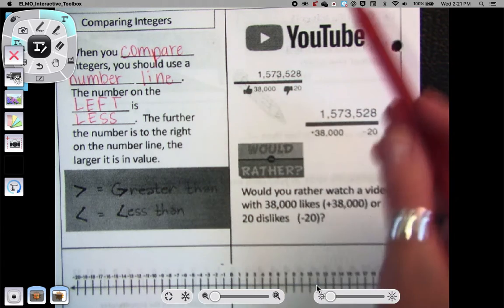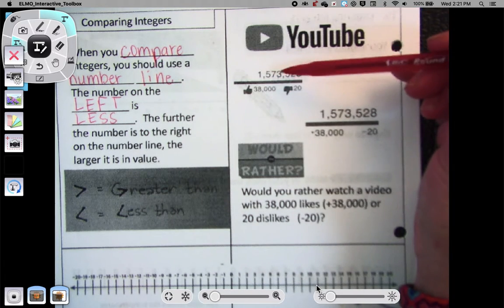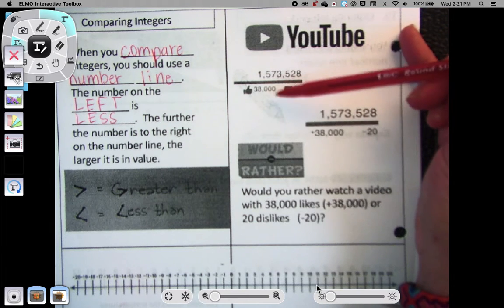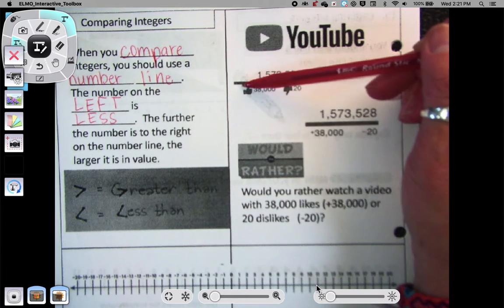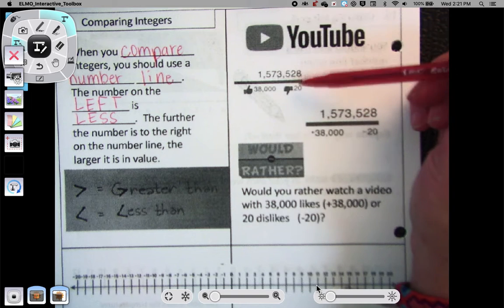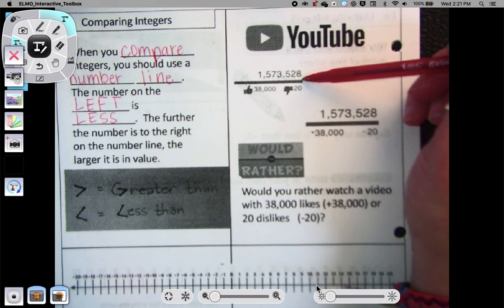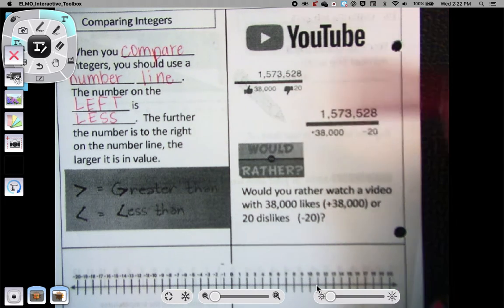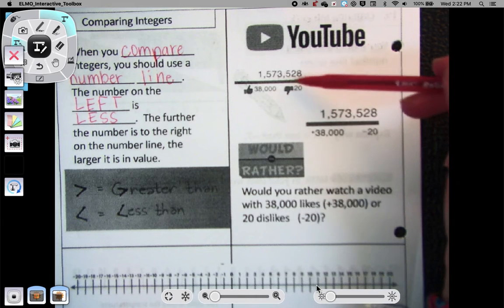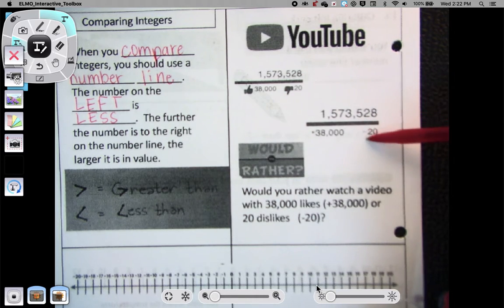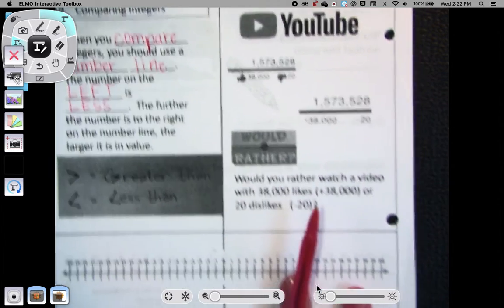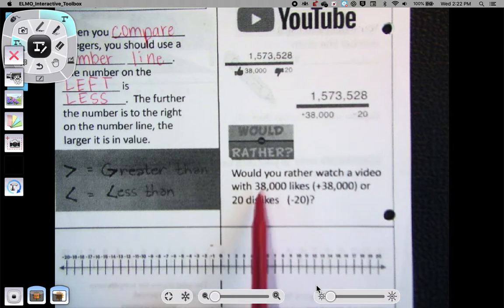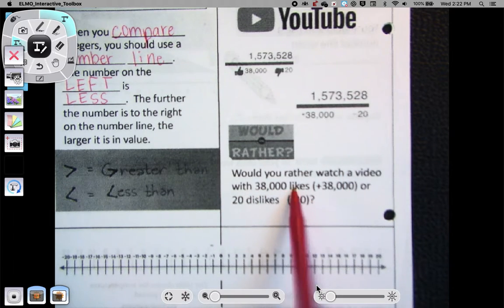Okay, sorry about that. So, the kids in the video were talking about, would you rather watch a video that had 38,000 likes or 20 dislikes? And we said the likes would be like positive integers and the dislikes would be like negative integers. So you could ask yourself, would you rather watch a video with 38,000 likes or 20 dislikes?